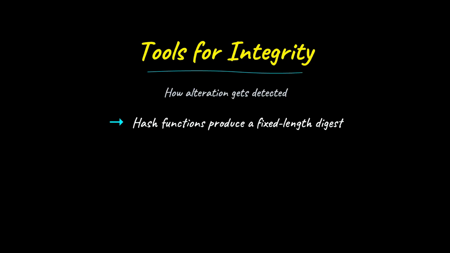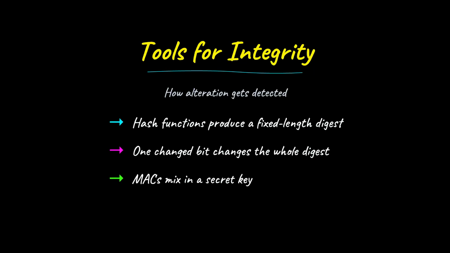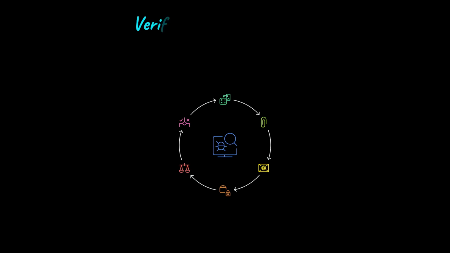A hash function takes any input and produces a short fixed-length digest, and even a single flipped bit produces a completely different result. A MAC mixes a secret key into that computation, so only someone holding the key can produce a valid code, adding authentication of the source.